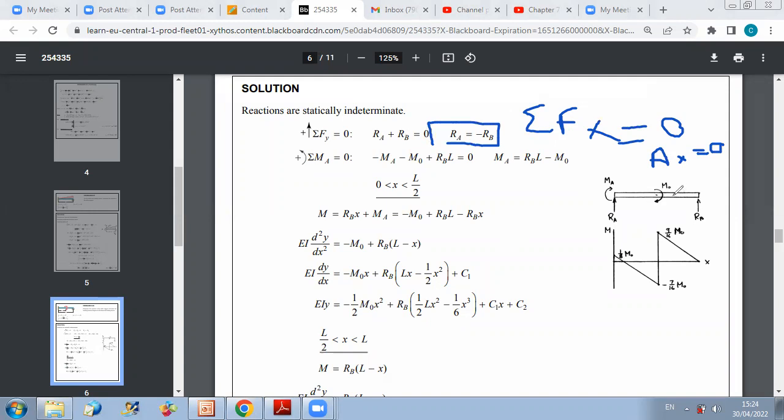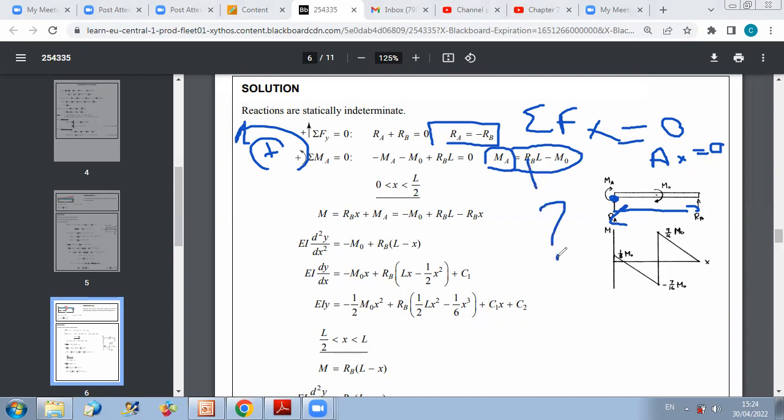As you can see here, you only have couples. So RA is minus RB. Now if you write the sum of moments about A equals 0, taking the counterclockwise direction as positive, you get minus MA minus M0 plus RB times this distance L equals 0. So you will be able to express your moment at A as a function of RB. To draw your moment diagram, you need first to determine what RB is.